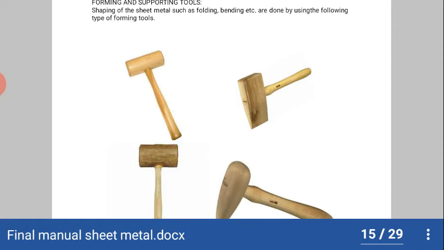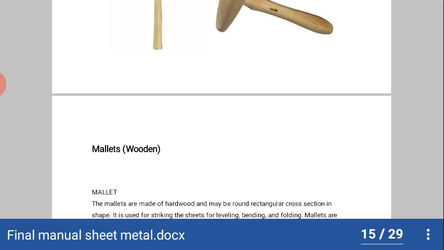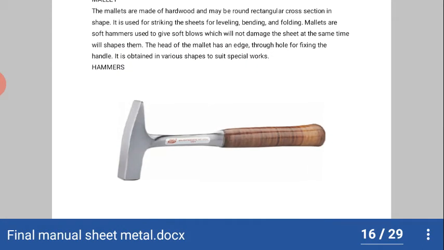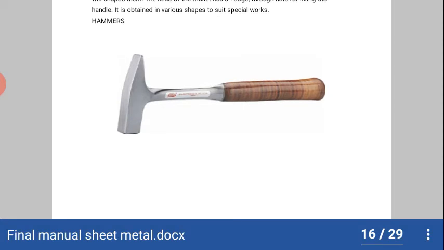These wooden mallets are also made in different shapes. These shapes are shown in these pictures. Wooden mallets, that is the tool used in sheet metal work, flattening tools, hammers.